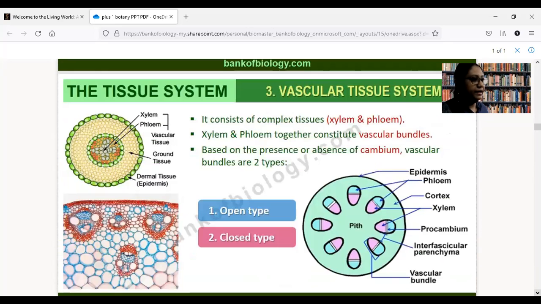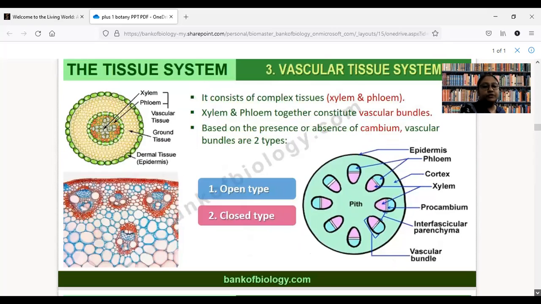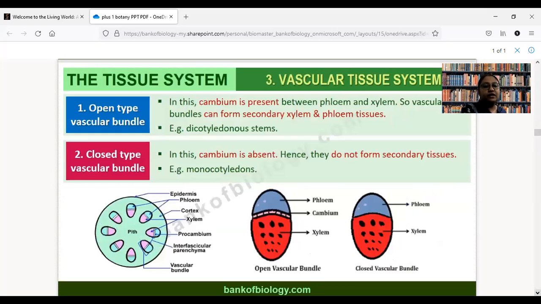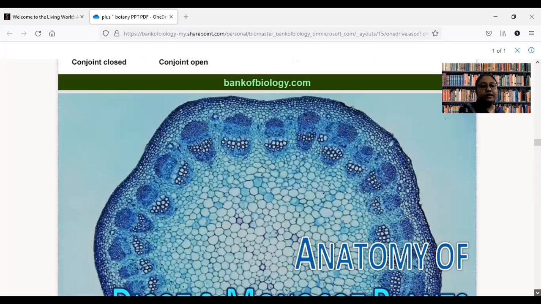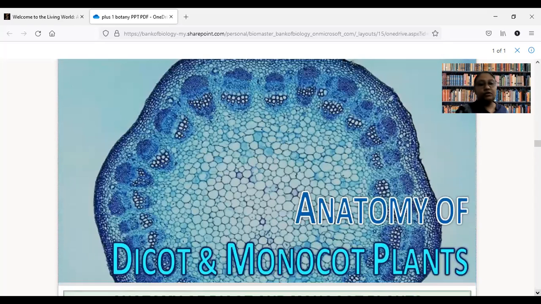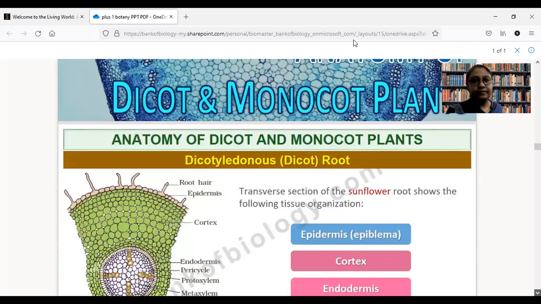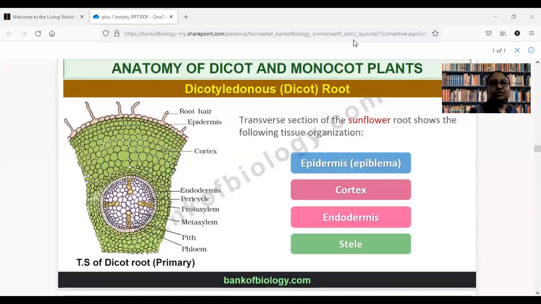Depending on plant, that is monocot or dicot, and also body part, that is root or stem or leaf, the vascular bundle, that is combination of xylem and phloem, can have various types. We discussed yesterday about open and closed type of vascular bundle, as well as conjoint and concentric vascular bundle, that is also called radial type. So today we will discuss mainly about the anatomy of dicot and monocot plants. Okay. So we will start our discussion with dicot root or dicotyledonous root.